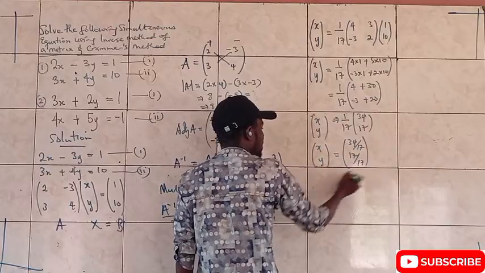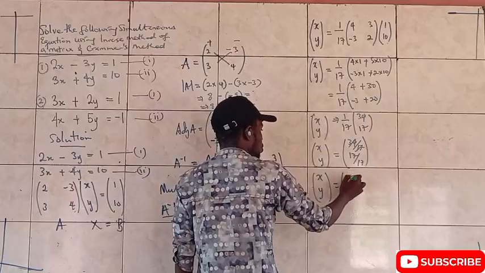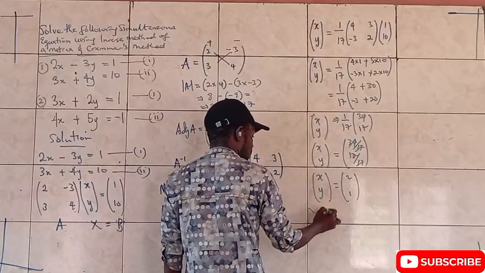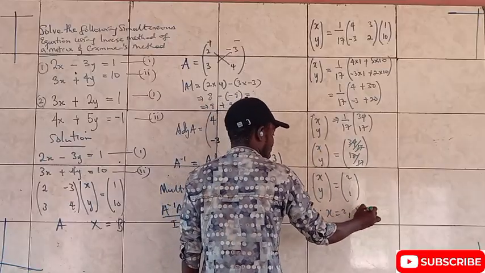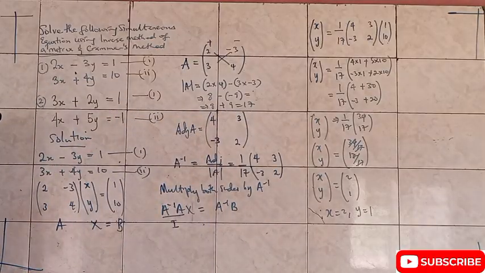So what does that give us eventually? So xy then becomes 2 and y. Therefore, x equals 2 and y equals 1. That is how smooth and slick it can be.